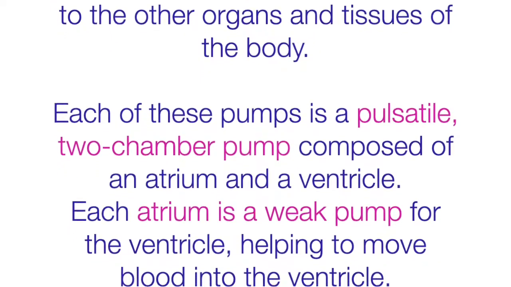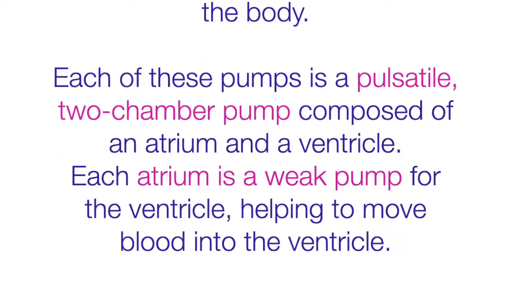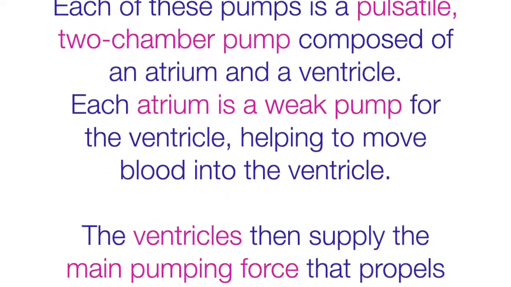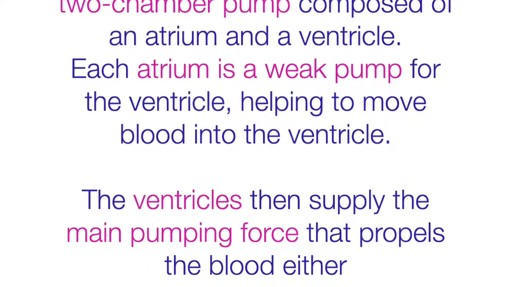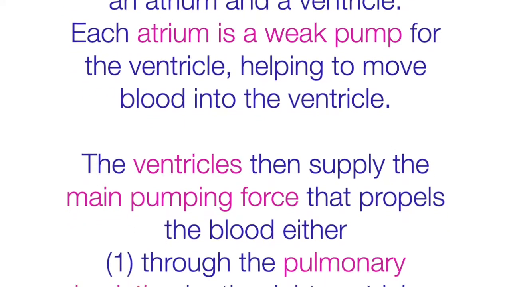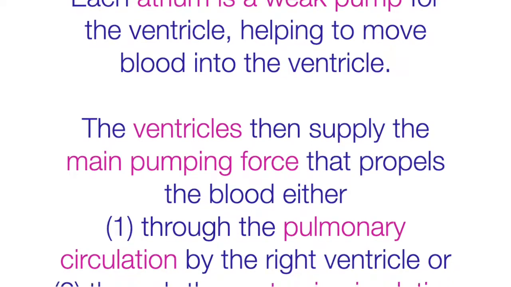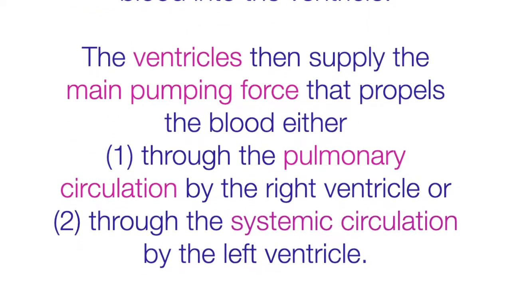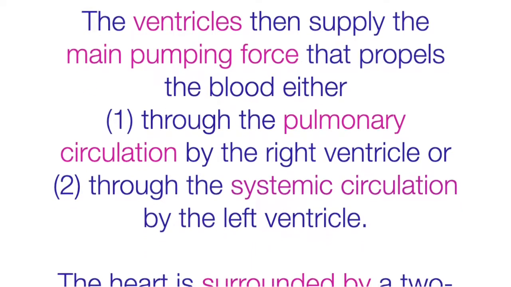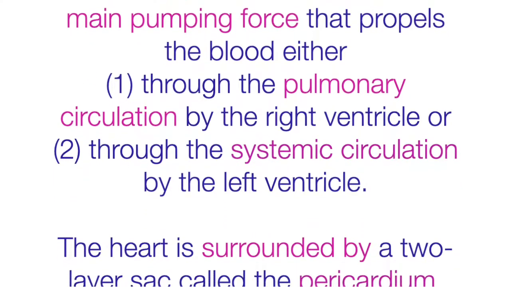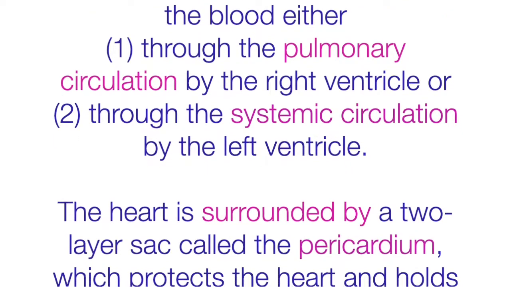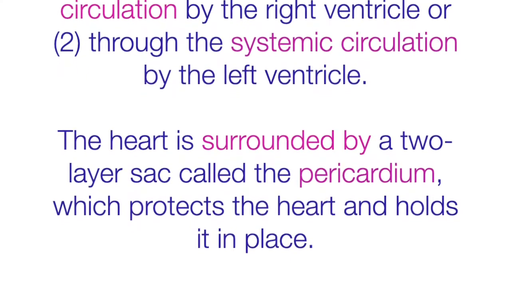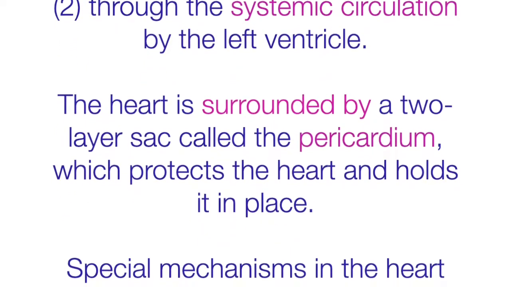Each of these pumps is a pulsatile two-chamber pump composed of an atrium and a ventricle. Each atrium is a weak pump for the ventricle, helping to move blood into the ventricle. The ventricles then supply the main pumping force that propels the blood either through the pulmonary circulation by the right ventricle or through the systemic circulation by the left ventricle.